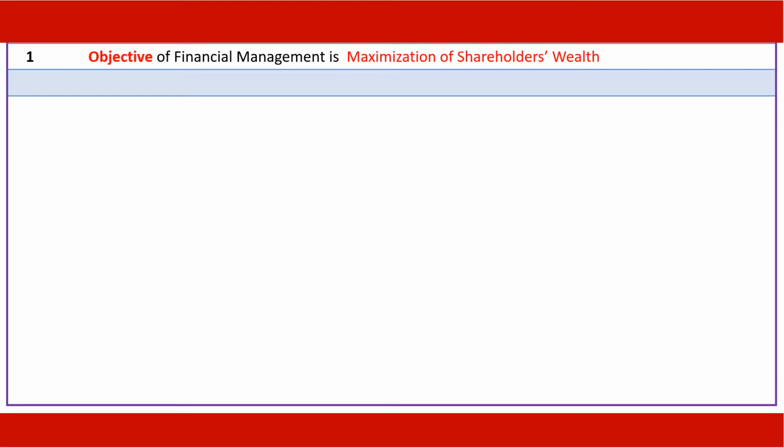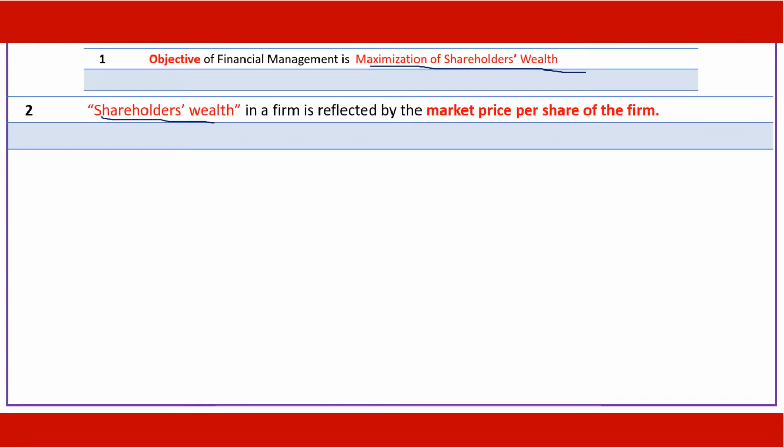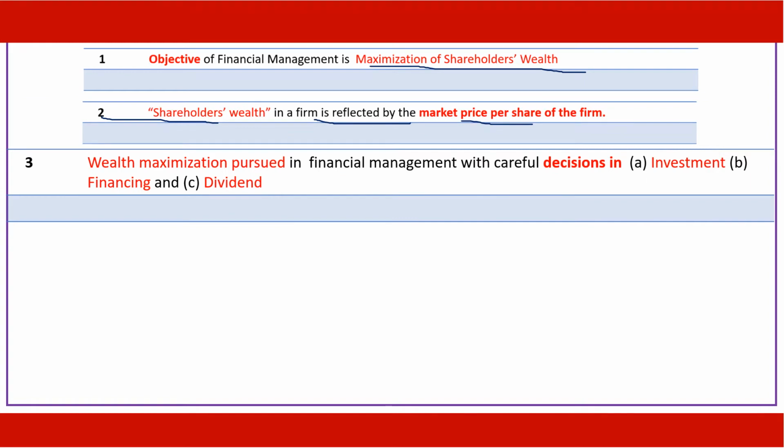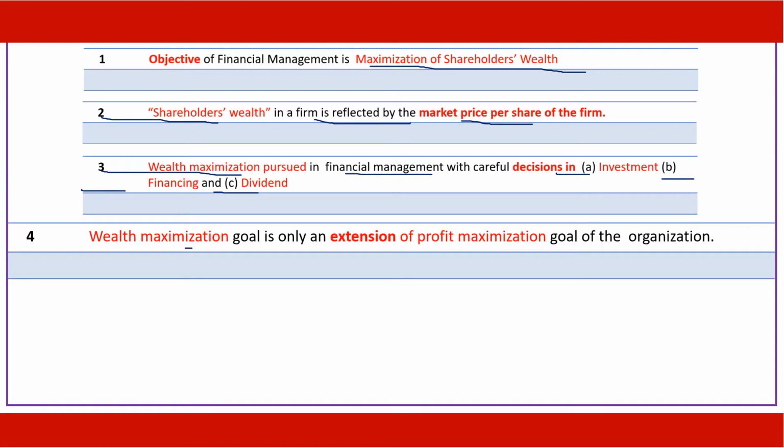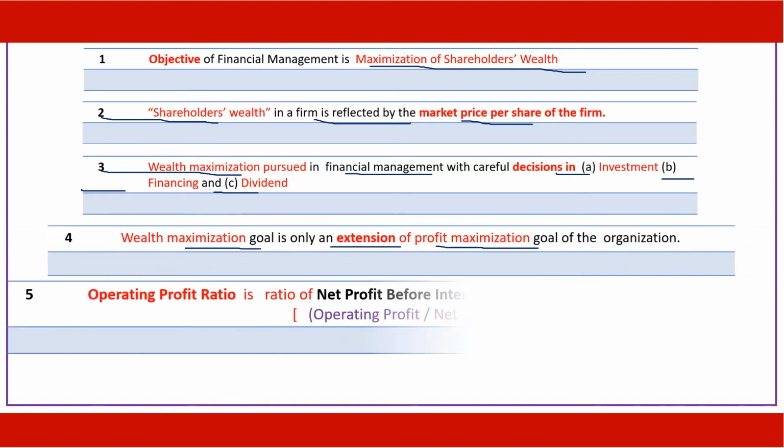Objective of financial management is maximization of shareholders' wealth. Shareholders' wealth is reflected by the market price per share of the firm. Wealth maximization is pursued in financial management by taking careful decisions in the field of investment, financing, and dividend. The wealth maximization goal is an extension of profit maximization goal for the organization.